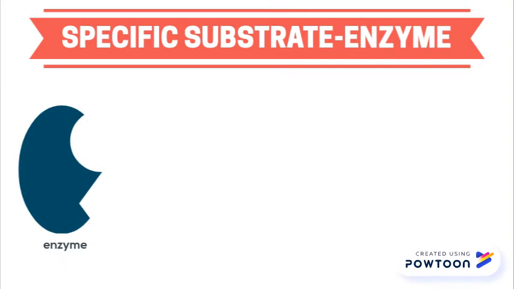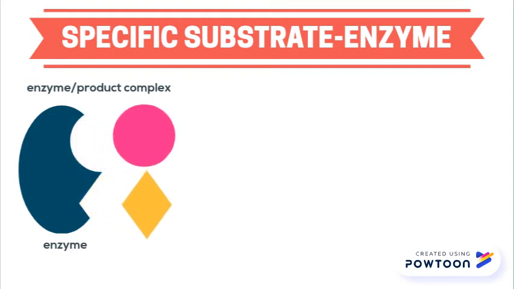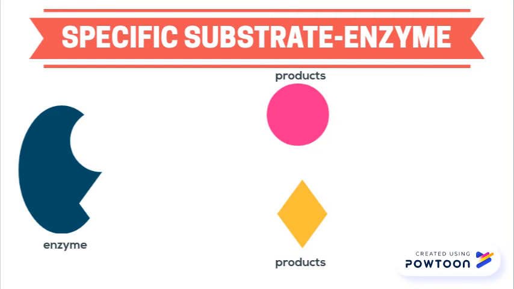The enzyme will bind to its specific substrate in the active site, forming an enzyme-substrate complex. The catalytic reaction occurs, converting it into product, forming an enzyme-product complex. The product leaves the active site. Now, the enzyme can be reused again.